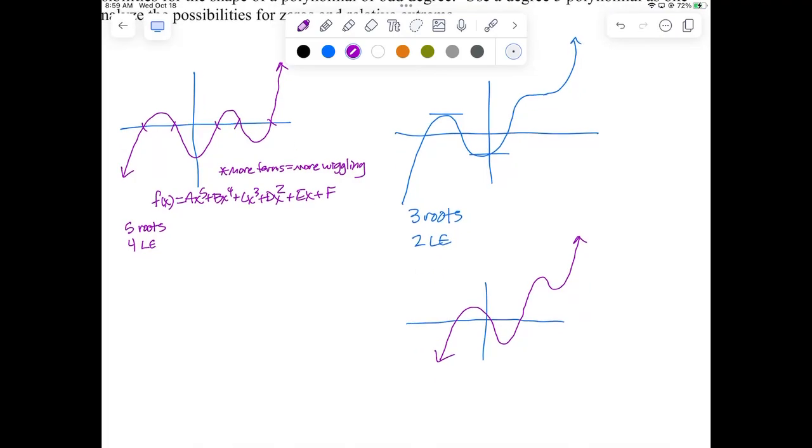How many roots does this one have? 3 roots. And how many local extrema does this one have now? 1, 2, 3. It's back to what? 4. Yeah, it's back to 4 local extrema.